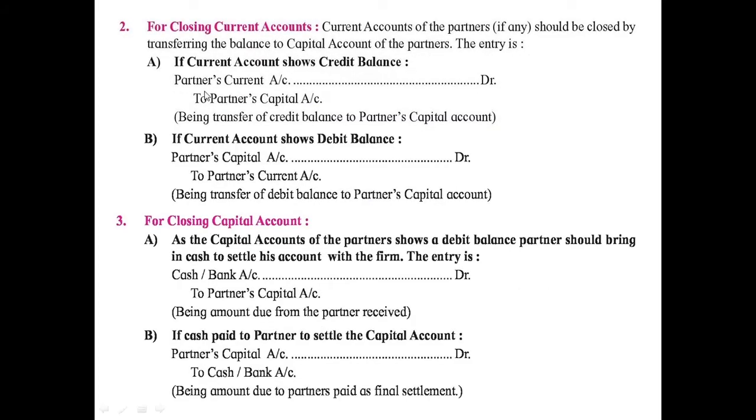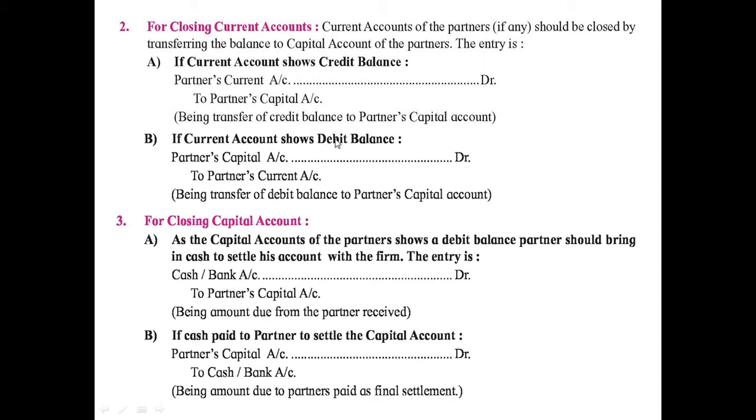Next, for closing the current account, we have to check which side total is higher. Suppose there is a higher balance on the credit side of the current account, then it will be transferred on the credit side of partners' capital account. So here it is given in the first journal entry, if the current account shows the credit balance, it means the credit side of the current account is higher. Then the balancing amount is transferred to the partners' capital account on the credit side.